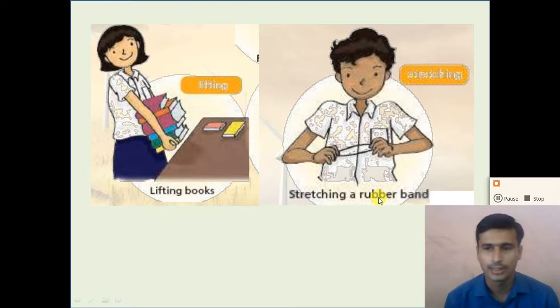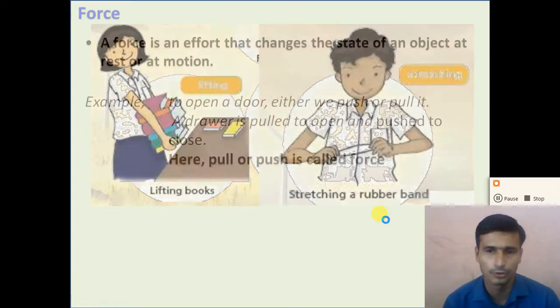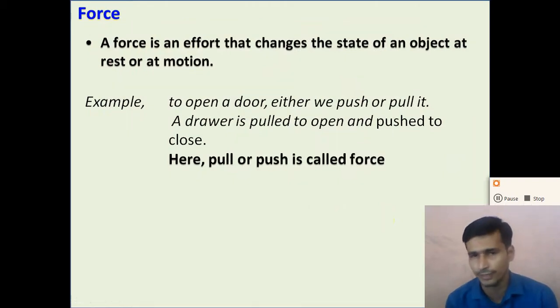So dear student, let us see what we mean by force, right? A force is an effort that changes the state of the object. There are two states of an object, rest as well as motion, right? So what do we mean by the rest state of the object? When the object is stationary, we can say that the object is at rest, right? Or the object can be in motion.